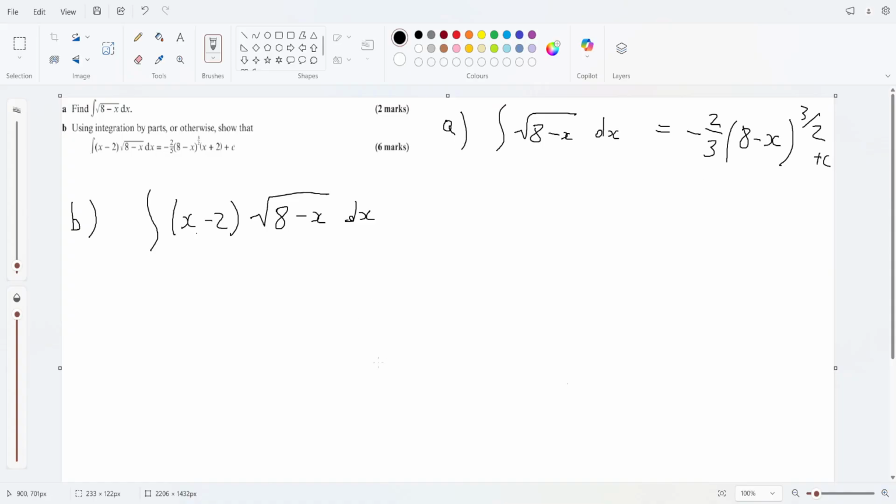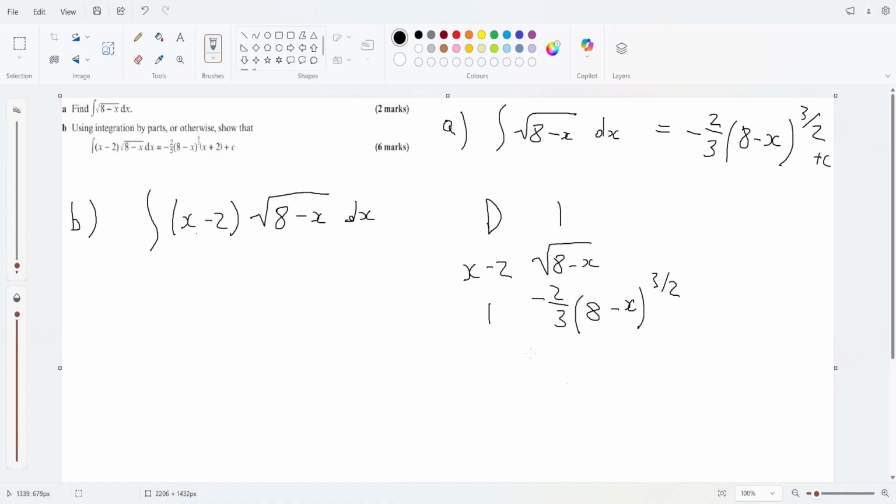So moving on to B, one thing that you should notice is that in part A it tells you to integrate the root 8 minus x. So that generally tells you that in part B they're going to want you to use that result. So that's a good sign to use the root 8 minus x in the integral side, because you have that result already right here. And then I'm just going to put the x minus 2 into the differentiation side. So then if I just differentiate first, this is going to go to 1, and then this is just going to be the result from earlier.